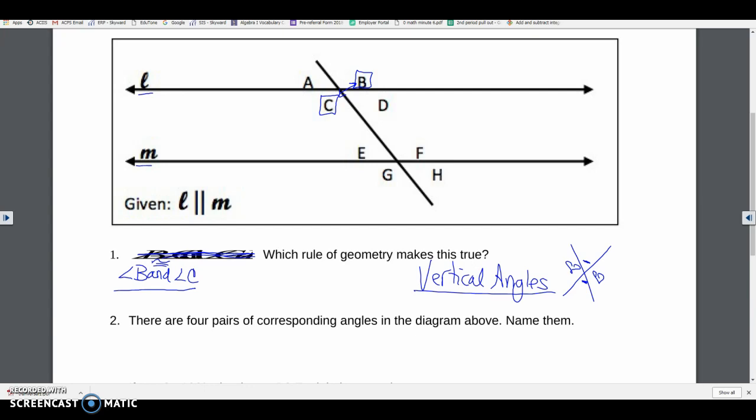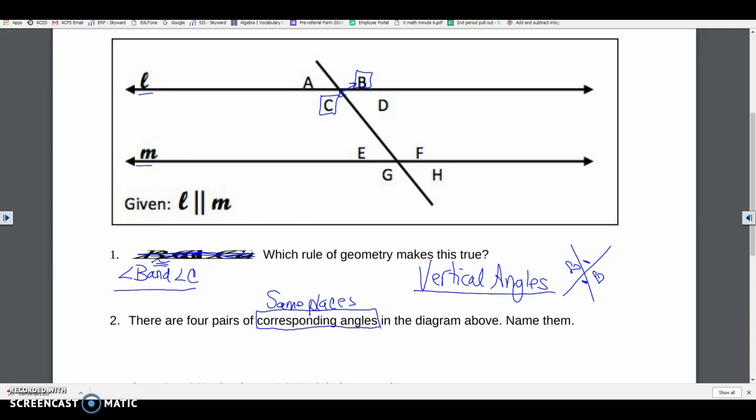Okay? So in number 2, it says there are 4 pairs of corresponding angles. We saw this in the previous assignment. Corresponding angles, remember, is the same place. So I would make a note there if you're having trouble remembering that. Corresponding angles have the same place on the parallel lines. So let's take a look at this.